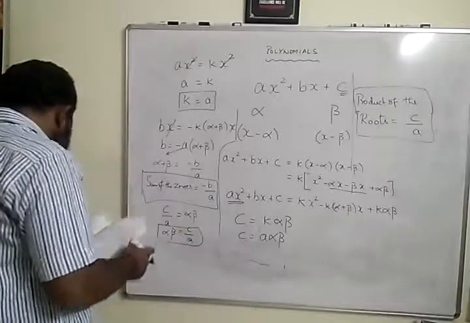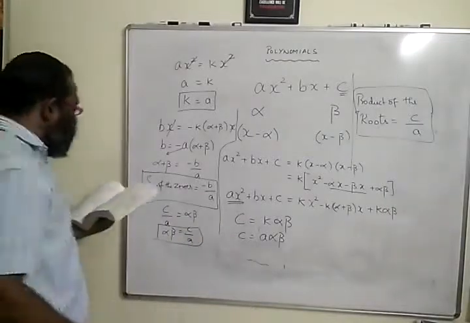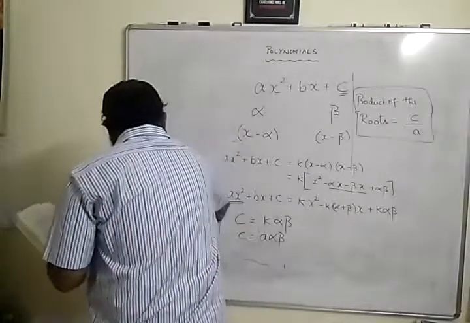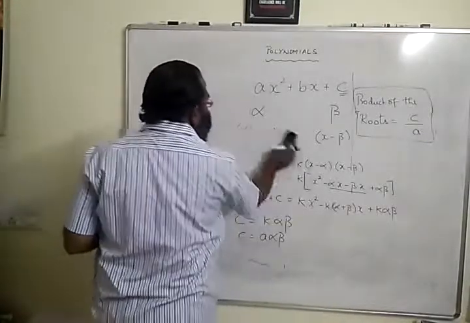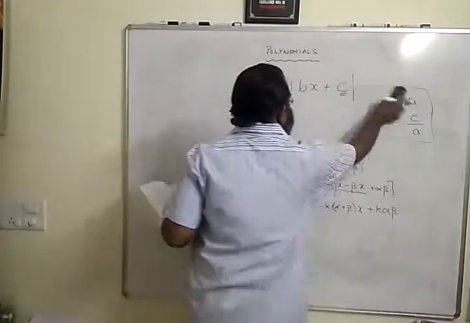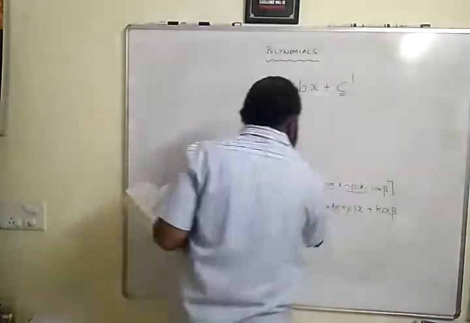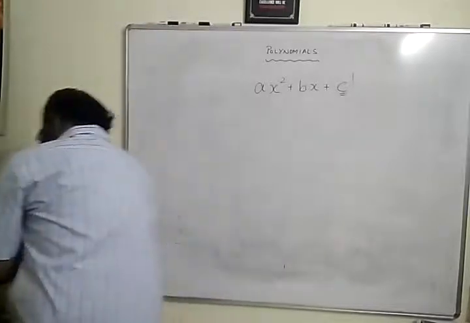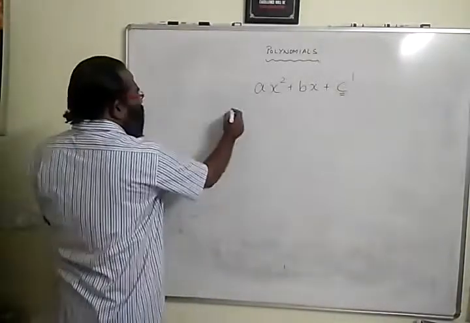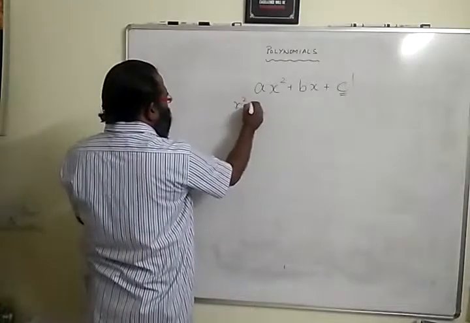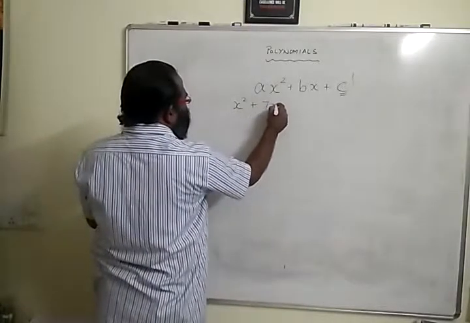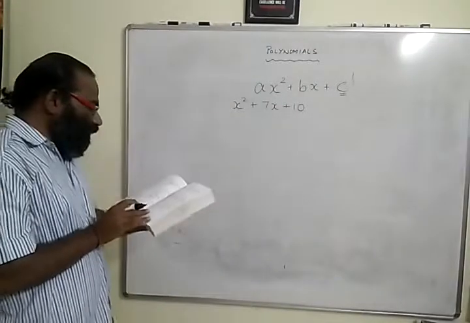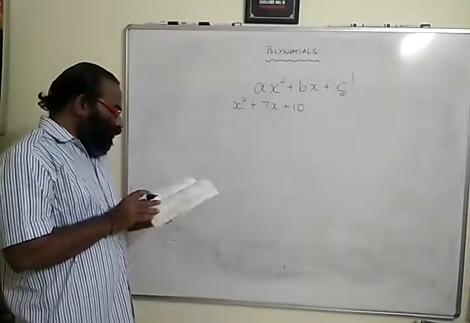So the question is, find the zeros of the polynomial x squared plus 7x plus 10 and verify the relationship between the zeros and the coefficients.